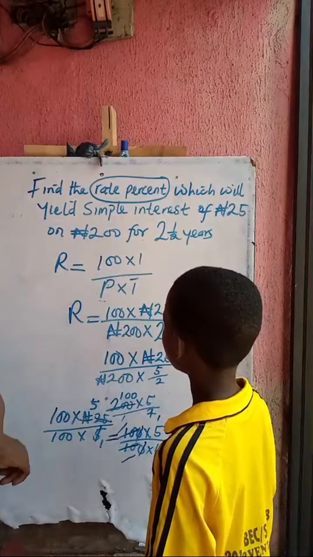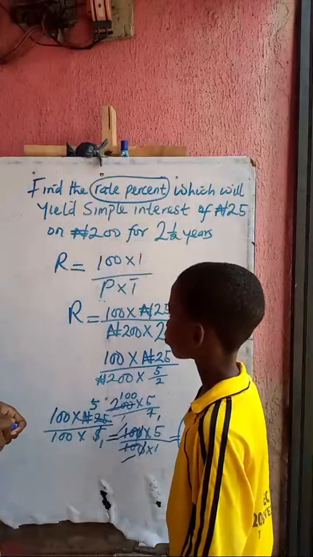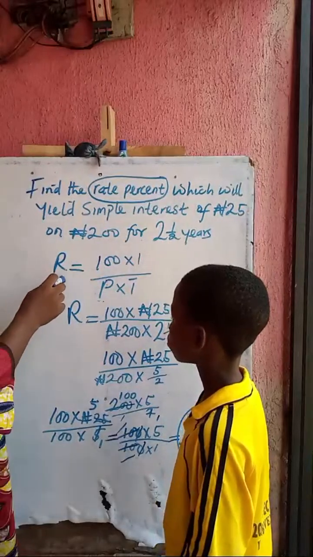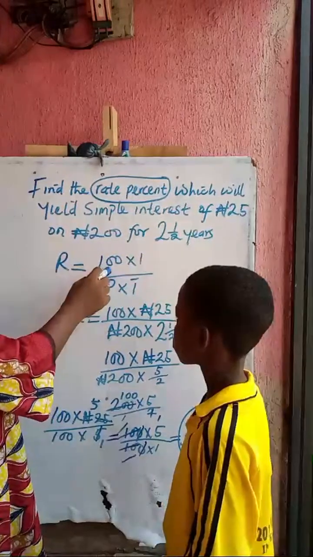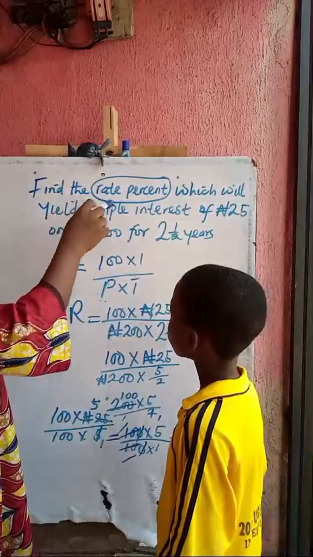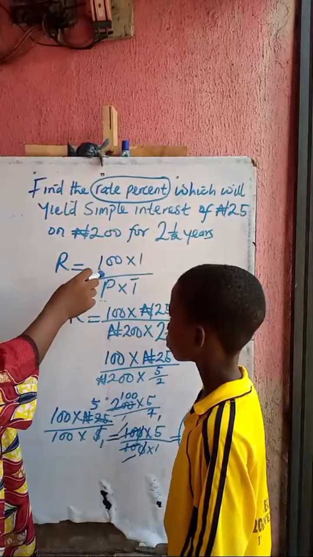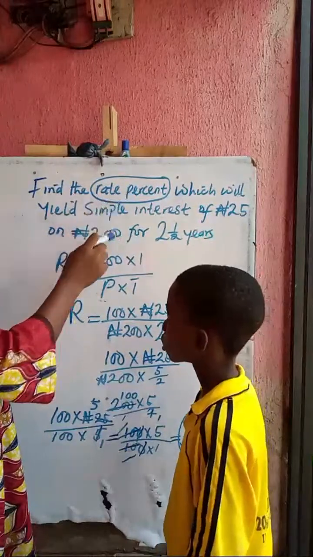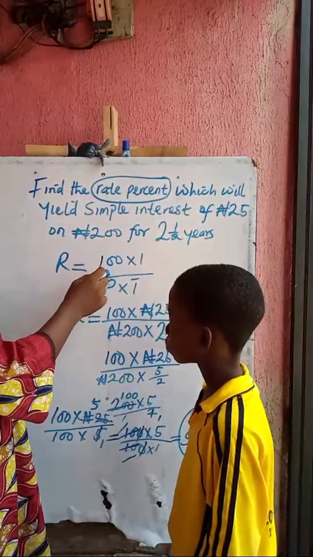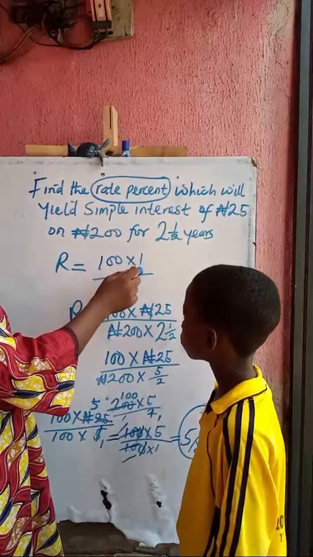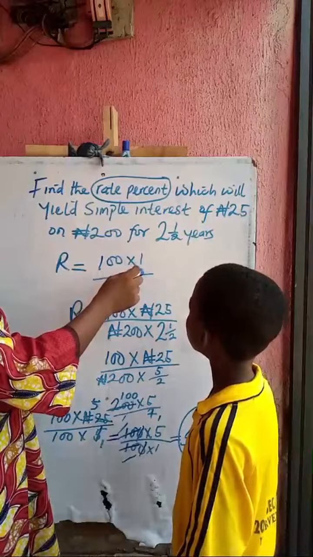5%. Look at this board very well. Let's start all over again to explain it. To find the rate percent, the formula is 100 times I over P times T. How did we get this 100? Whenever there is a percent in a problem, 100 will come into play. That is why we have 100 here times I. What does I stand for?